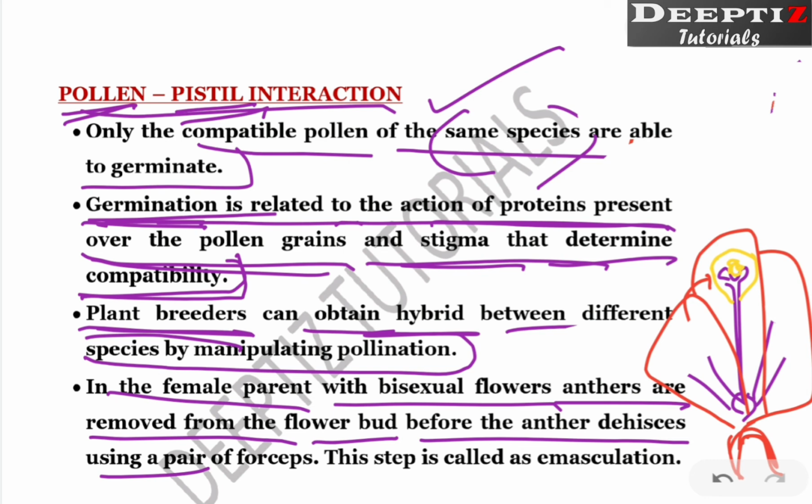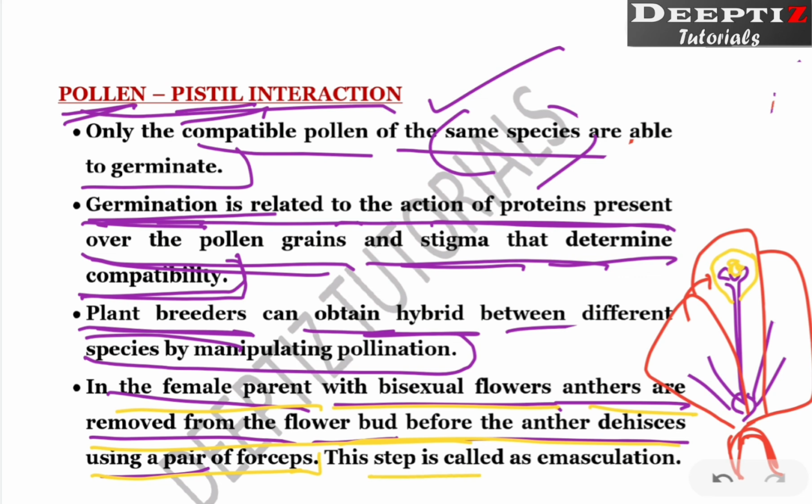So just see the point. In the female parent with the bisexual flowers, the anthers are removed from the flower bud before the anther dehisces. Dehiscence we know, right? If the anther dehisces, what happens? Pollen grains will be there. The pollen will fall on the stigma. So that will be removed using a pair of forceps. Forceps are one of the small instruments we use in a laboratory, right? Using that, or simply using scissors, it can be cut.